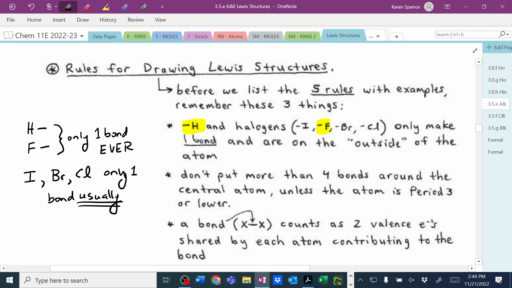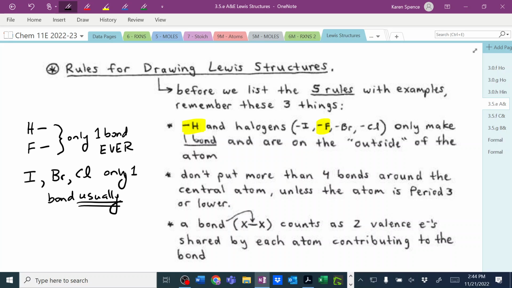What period is hydrogen in? Period 1. What period is fluorine in? Period 2. What about I, Br, and Cl? 5, 4, 3. So they're in periods 3, 4, and 5. What is magical about periods 3, 4, and 5? They have empty d subshells, so maybe every once in a while we can cram some extra electrons onto them, which is why maybe sometimes they can have more than one bond.